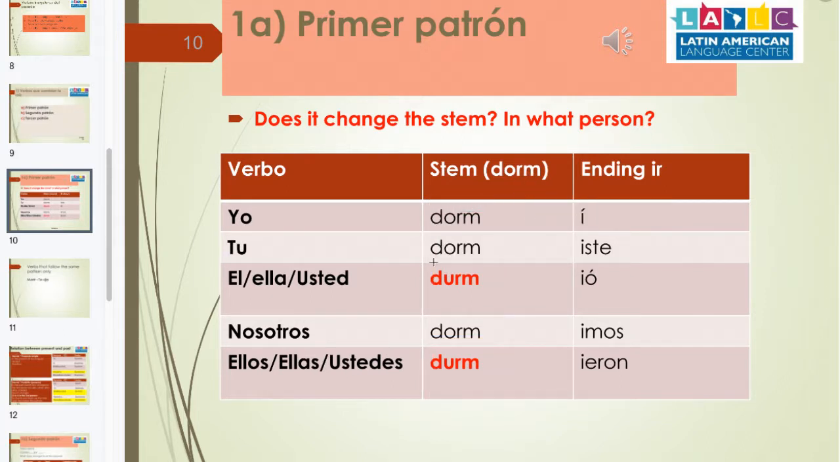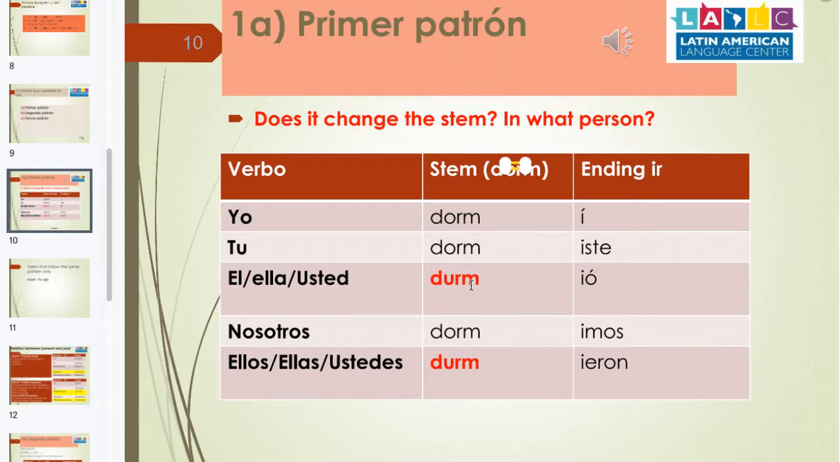In this case, does it change in every person or no? No, right? Just in él, ella, usted, or ellos, ellas, ustedes, which is called the third person singular and third person plural, right? So how does it change? In this case, it changes O to U, O to U, right? So I will help you with how to pronounce it now.